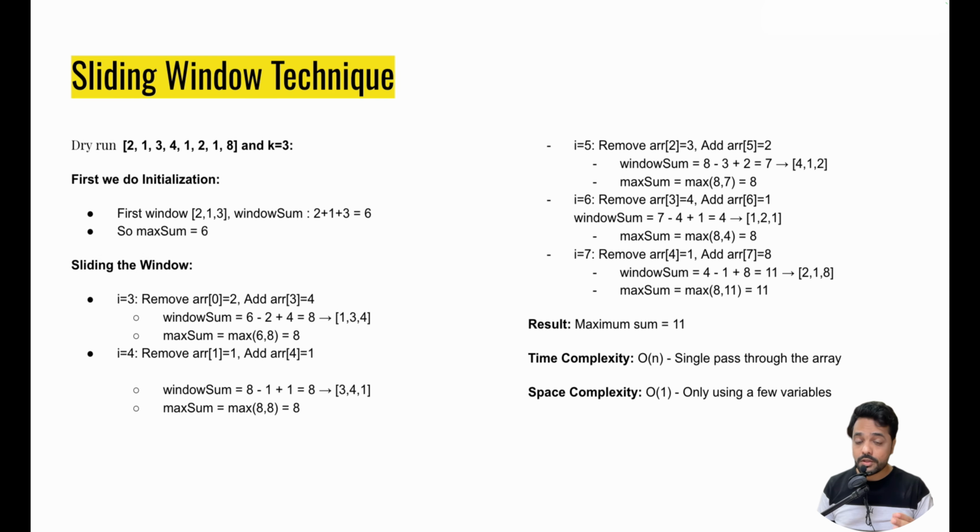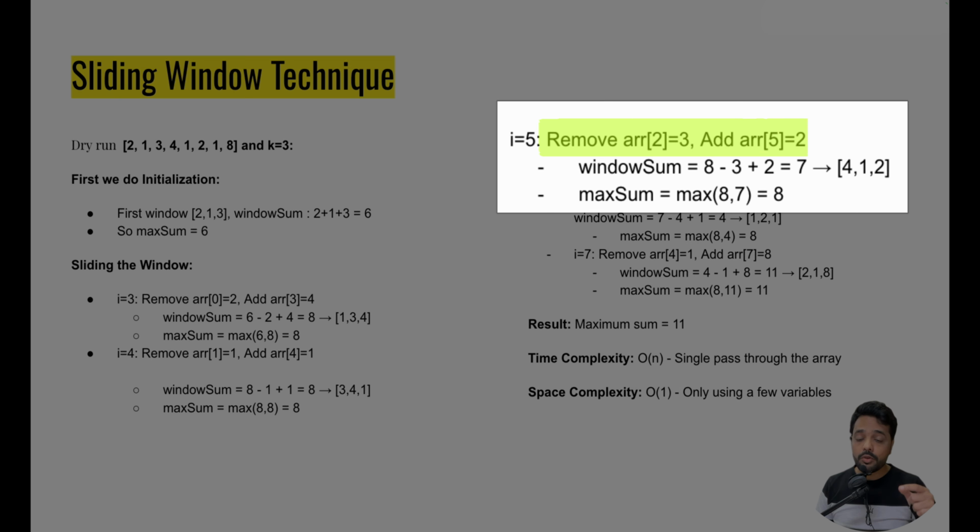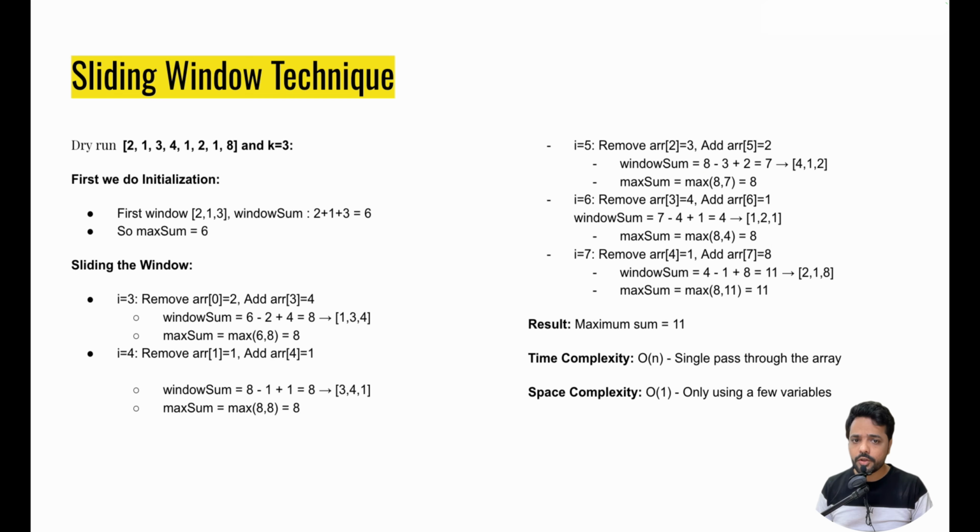Slide 3, i equals 5, window shifts from 3 4 1 to 4 1 2. We remove array[2] equals 3 and add array[5] equals 2. So window sum is 8 minus 3 plus 2, which is 7 for window 4 1 2. Max sum equals maximum of 8, 7, which is 8. Not good enough to beat our existing champion.